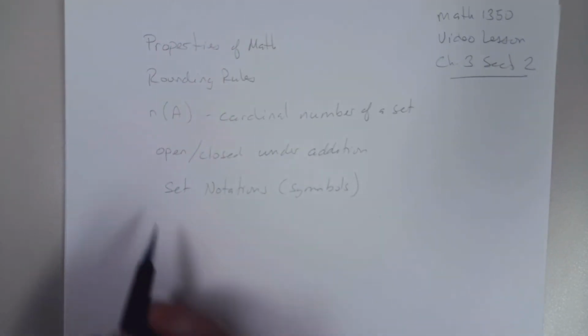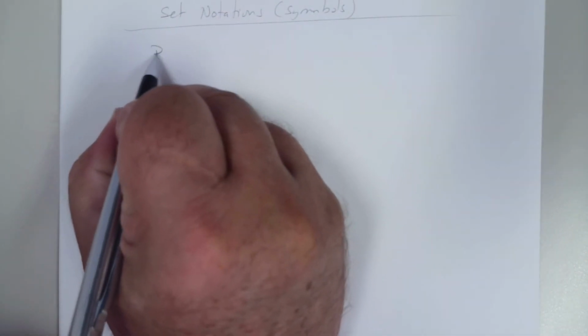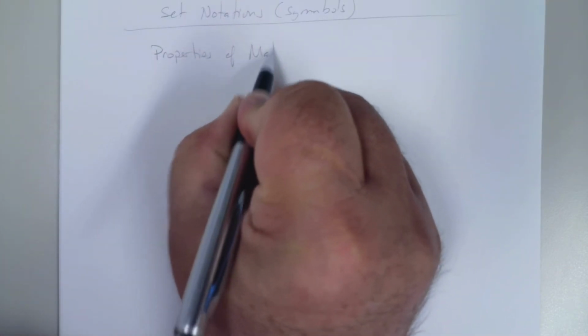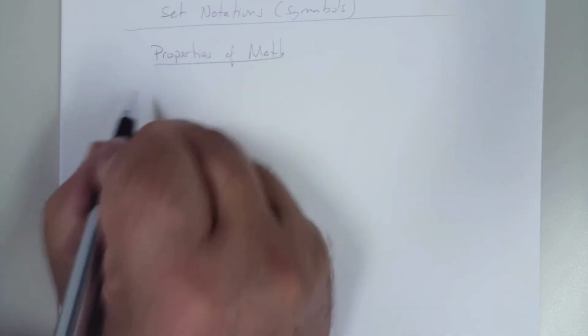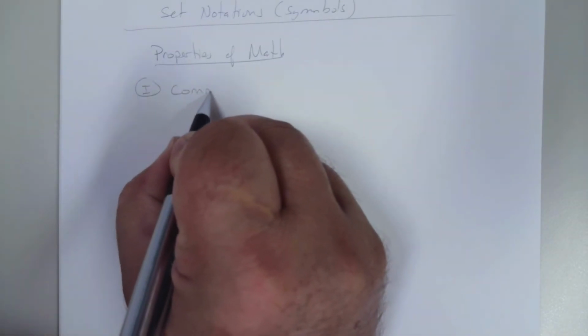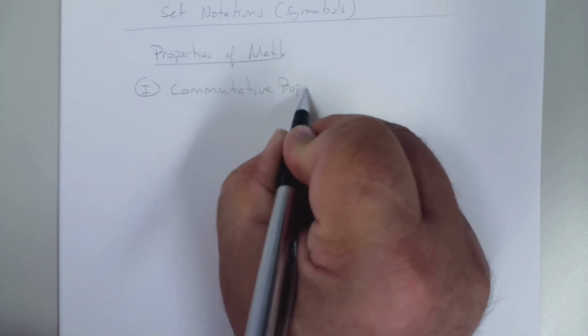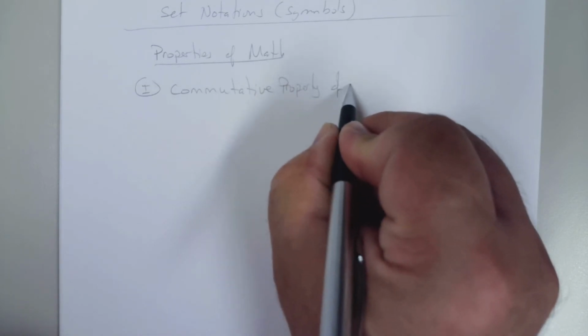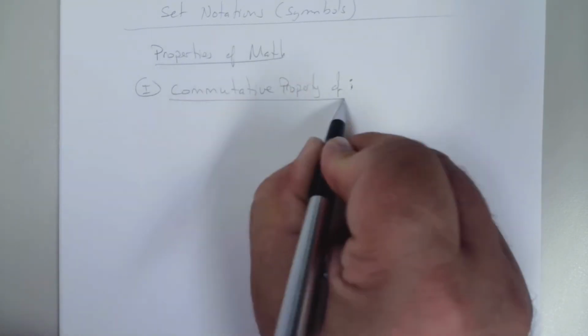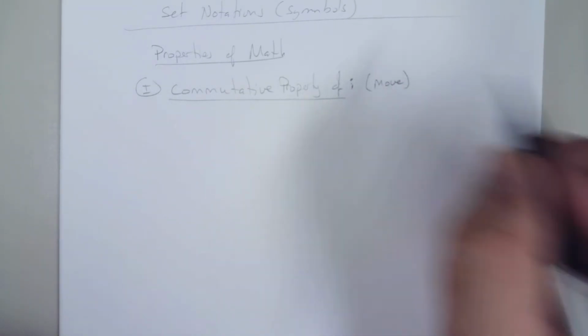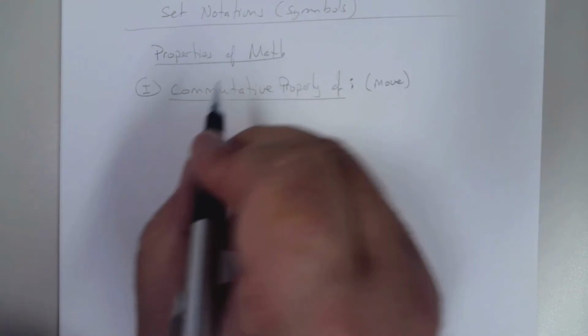All right, to begin with, let's look at the properties of math. The first one we talk about is the commutative property of colon. To commute means to move. When you commute in your car, you move from one place to another.